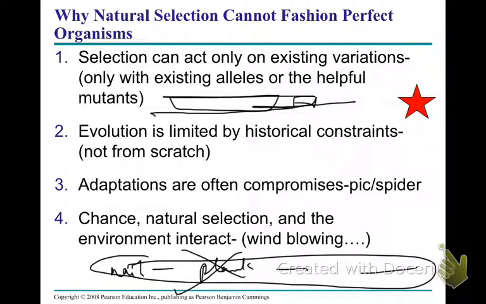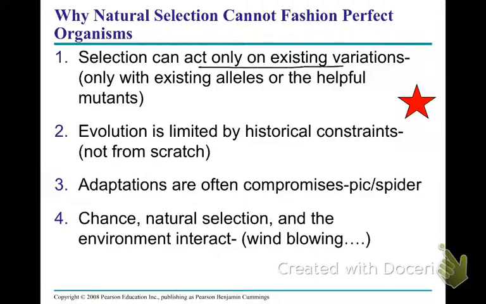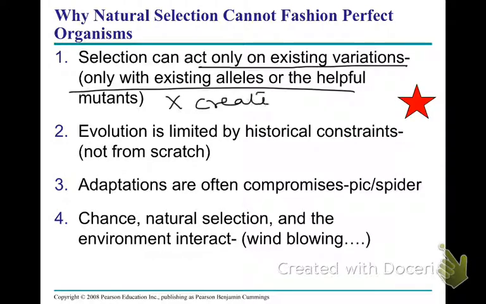With that, I can build this raft. Similarly, my point is natural selection cannot fashion 100% perfect organisms because it can act with only what is there. It cannot create new. Then also evolution is limited by historical constraints. That means I cannot build something like a perfect creature from scratch. So if I have something, I can make a tad bit of a change to it and it can be different.